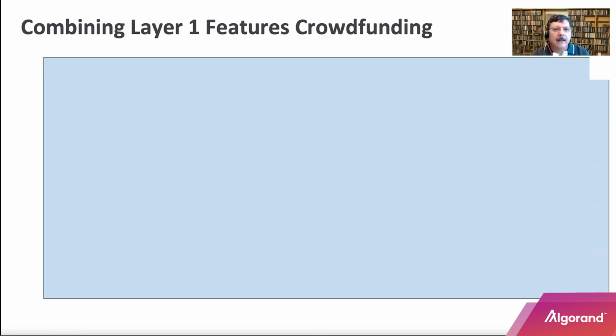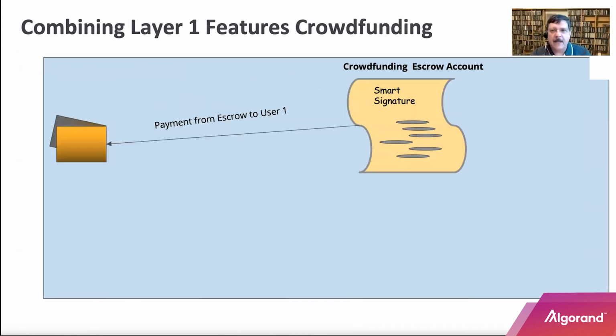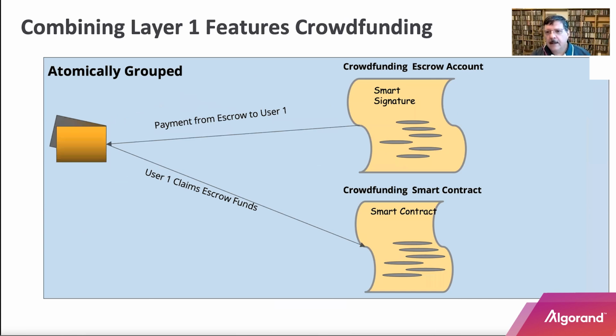And then you also have combining layer one features with crowdfunding. Same thing. This is where an inventor has a chess set or something brand new they're going to come up with, and they need to raise funds to meet the predicted production costs. If enough funds are raised, then the investors will get the chess set. If not, then everybody gets their money back, and you're off and running. Again, a great example. We have examples of both of these up on our developer portal.